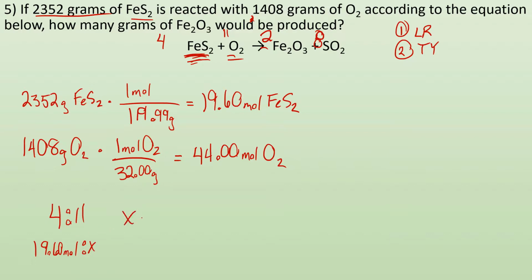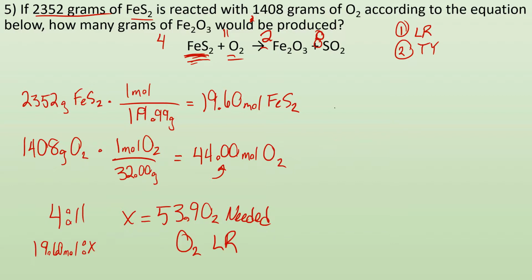So now I can cross multiply and divide, and I get 53.9 moles O2 needed. Well, let me look at how much I got. I only got 44.00 moles, and I need more than that. So that's telling me that oxygen is my limiting reactant. I'm going to run out of oxygen before I do the other stuff.